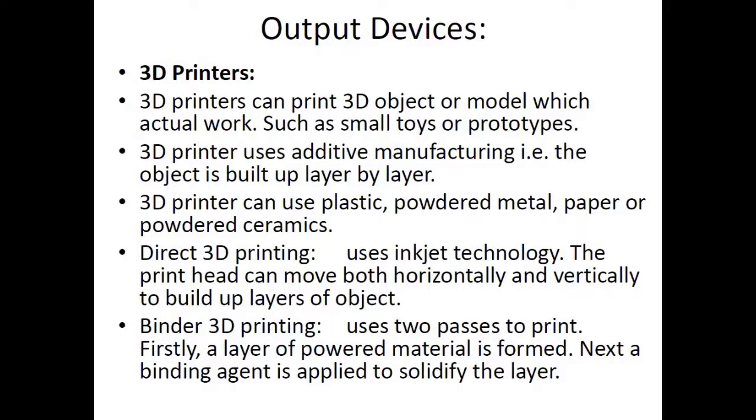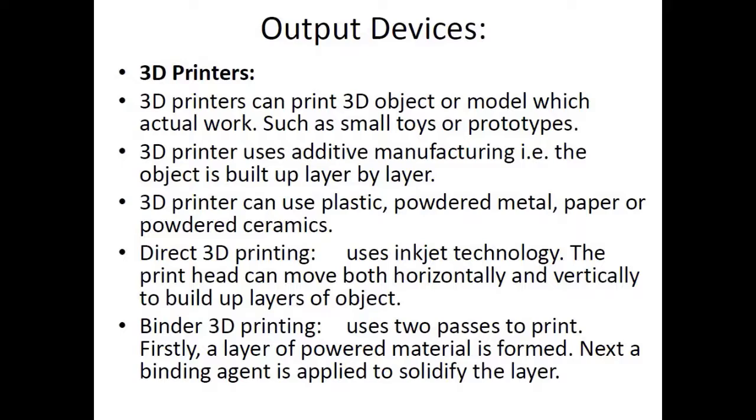Next up, we have 3D printers. 3D printers can print 3D objects or models which actually work, such as small toys or gadgets or prototypes, etc. They use additive manufacturing, which means that the object is built up layer by layer. 3D printers can use plastic, powdered metal, paper, or powdered ceramics. There are two types of 3D printers available. One follows the direct 3D printing method, the other follows the binder 3D printing method.